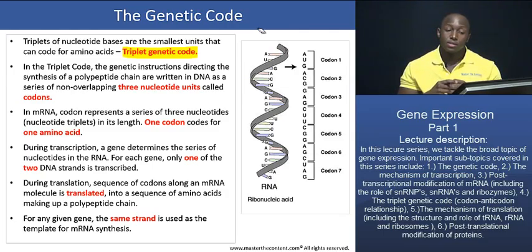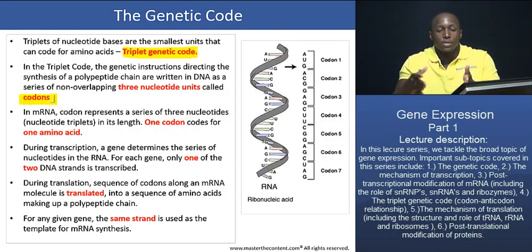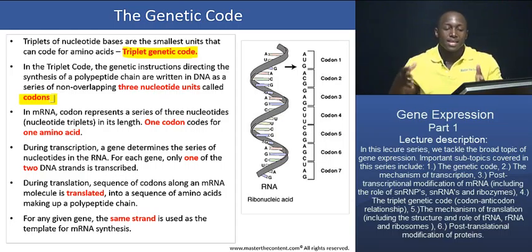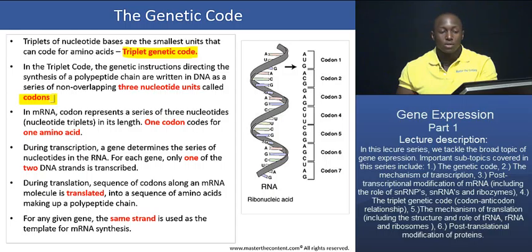In the triplet code, the genetic instructions that direct the synthesis of a polypeptide chain are written in DNA as a series of non-overlapping 3 nucleotide units that we call codons. So what a codon is, it's a series of 3 nucleotides back to back in DNA. So 3 nucleotides will make 1 codon, and 1 codon will code for 1 amino acid. That's why we call it the triplet genetic code, because we have 3 nucleotides making 1 codon. So 1 codon will direct the addition of a specific amino acid in a polypeptide chain.